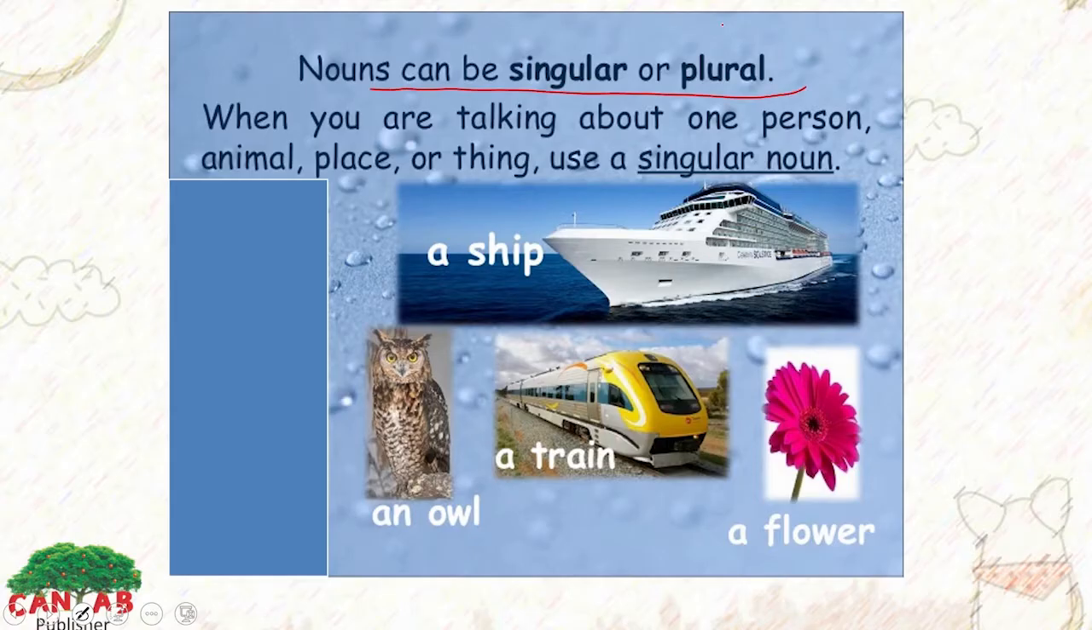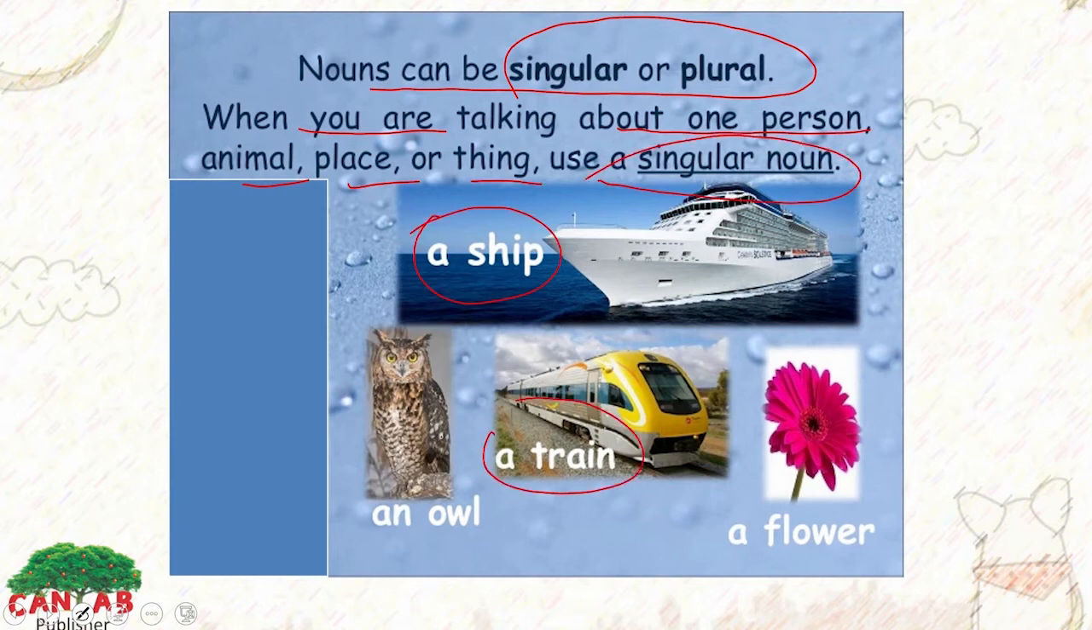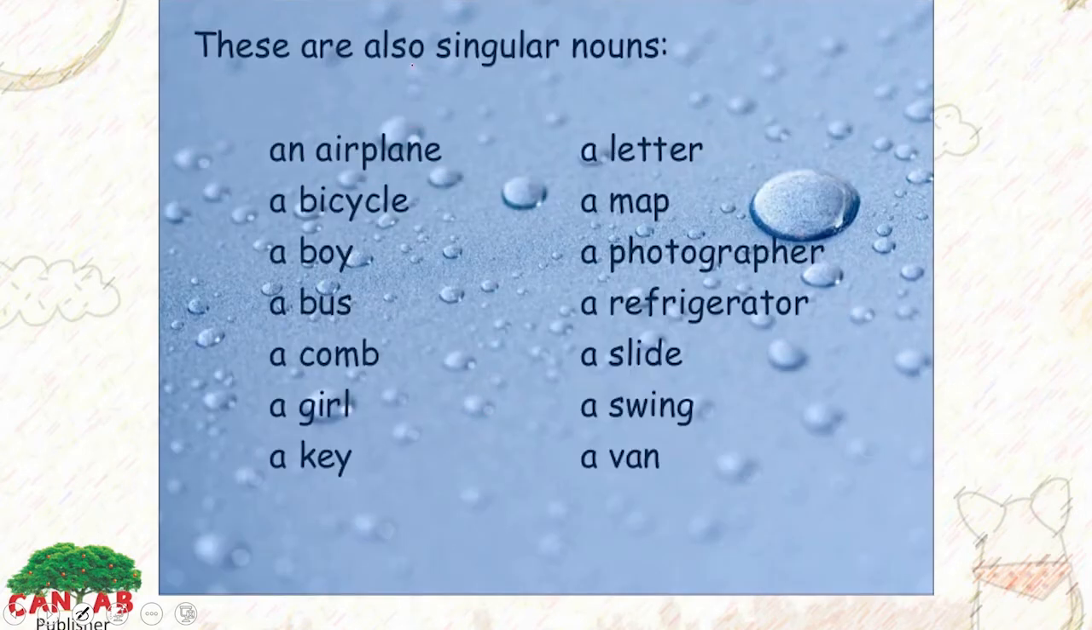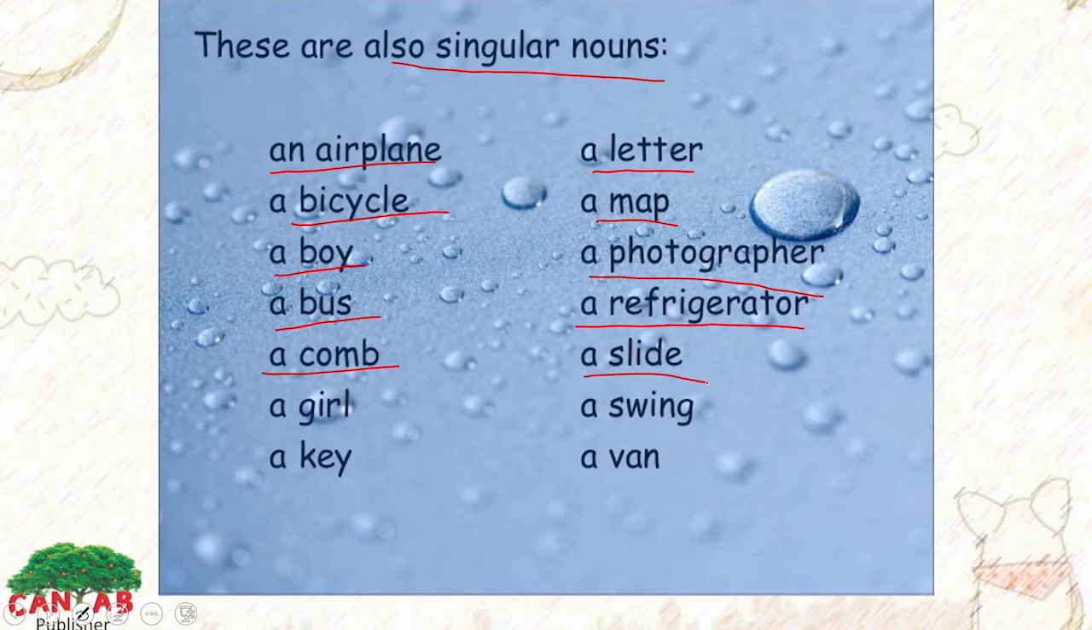Nouns can be singular or plural. When you are talking about one person, animal, place or thing, use a singular noun. For example, a ship, a train, an owl, a flower. There are also singular nouns: an airplane, a letter, a bicycle, a map, a boy, a photographer, a bus, a refrigerator, a comb, a slide, a girl, a swing, a key, a van. They all indicate one item, one person here.